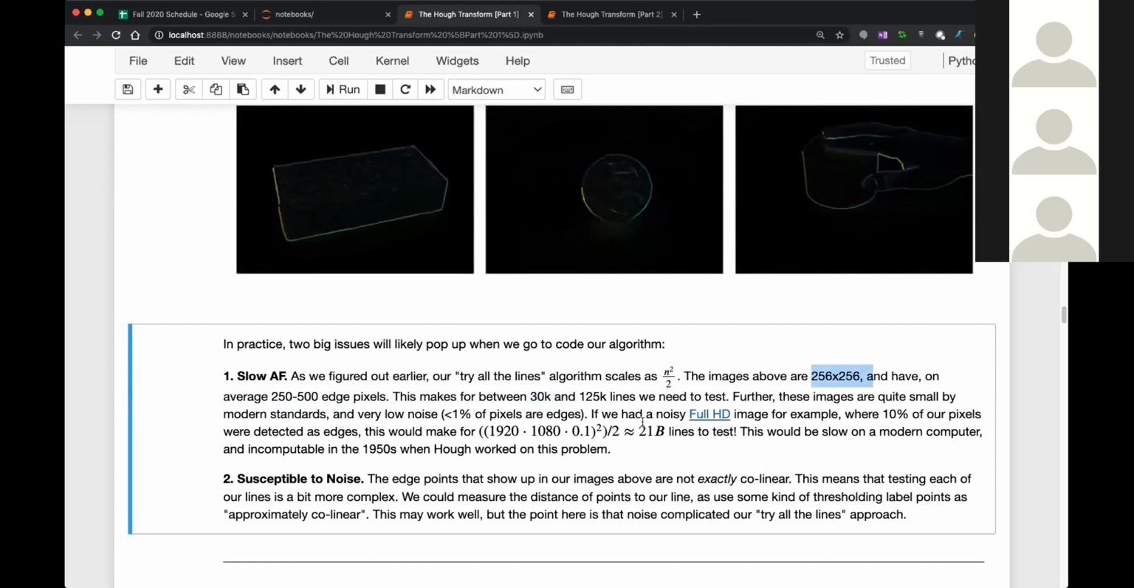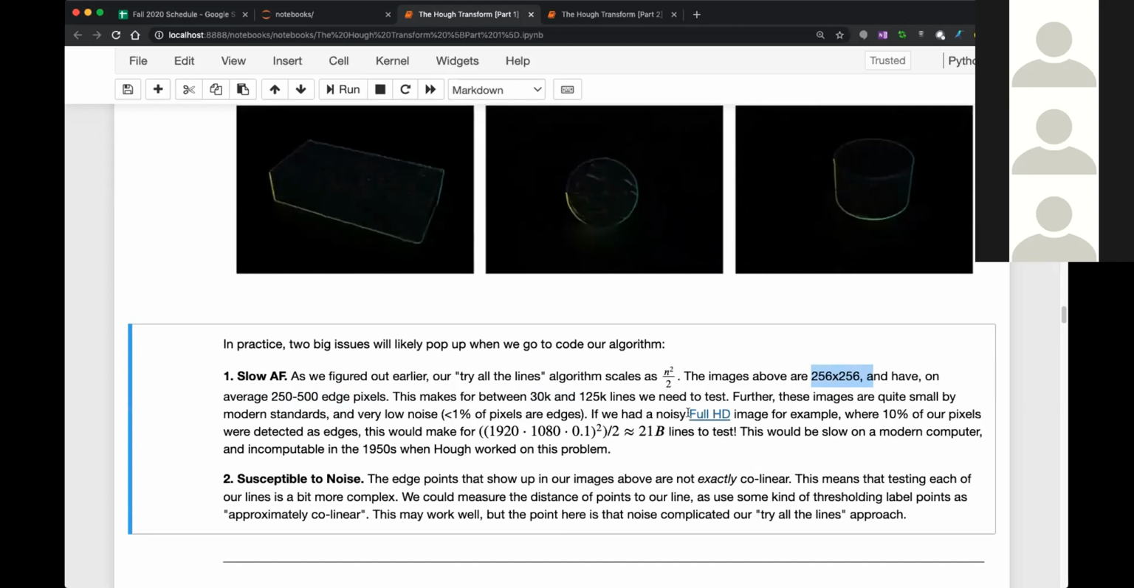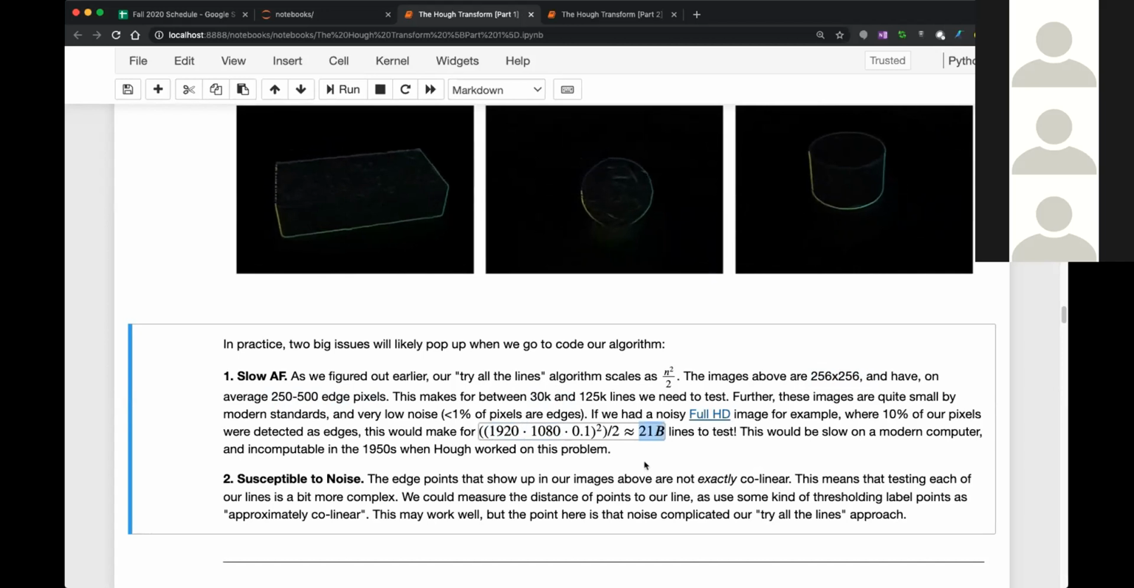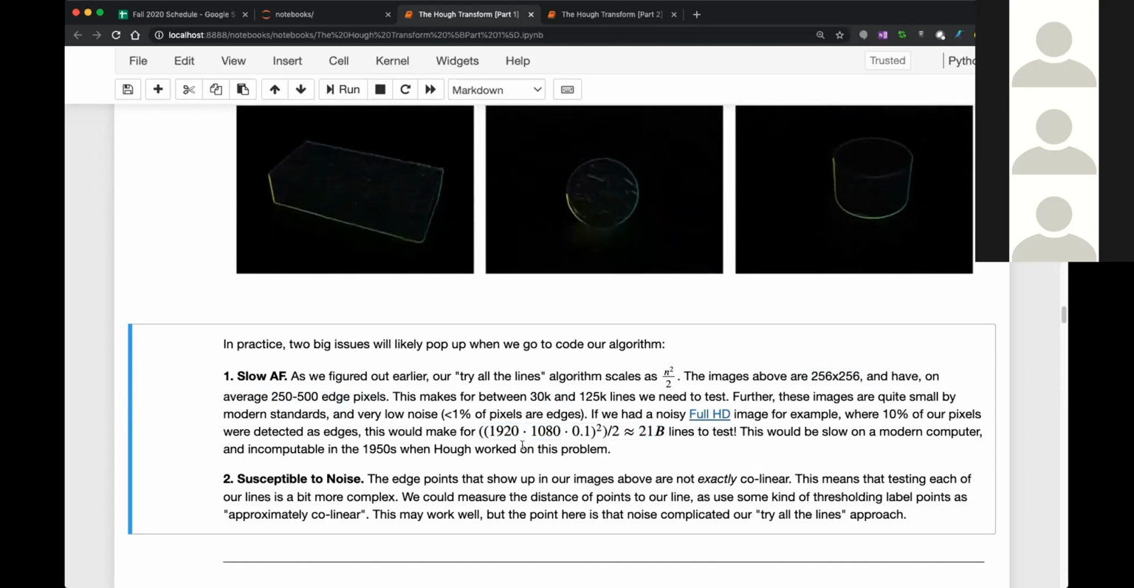In practice, the video stream you're watching now is probably HD or full HD, so you're talking about a resolution of 1920 by 1080. You end up with just a huge number of pixels to test. So this quickly becomes computationally intractable, where we just don't have enough time to try them all, basically, even with a fast computer.